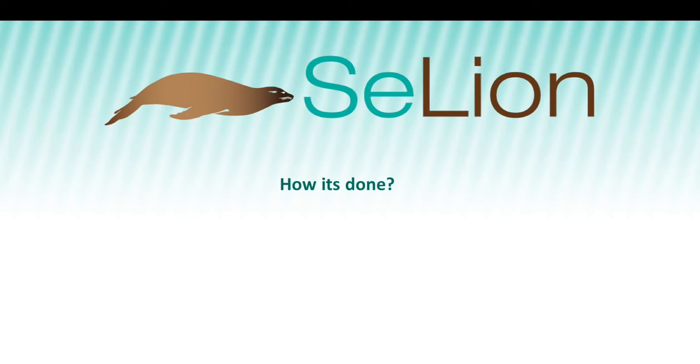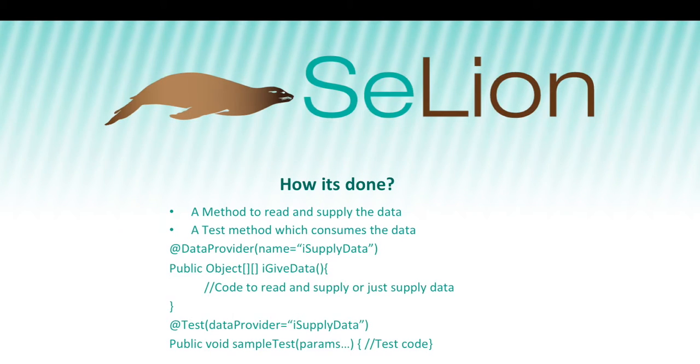So how is it done? First, I need a method to read and supply the data and a test method which consumes the data. If you see here, the data method has been annotated with @DataProvider with a meaningful name, supplyData. And this sample test annotated with @Test uses the data provider supplyData, and it reads the data which is provided by the supplyData method. Let's look at a more programmatic way.